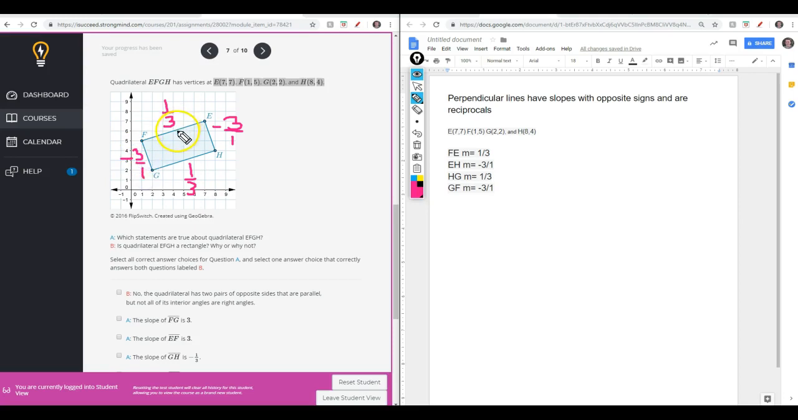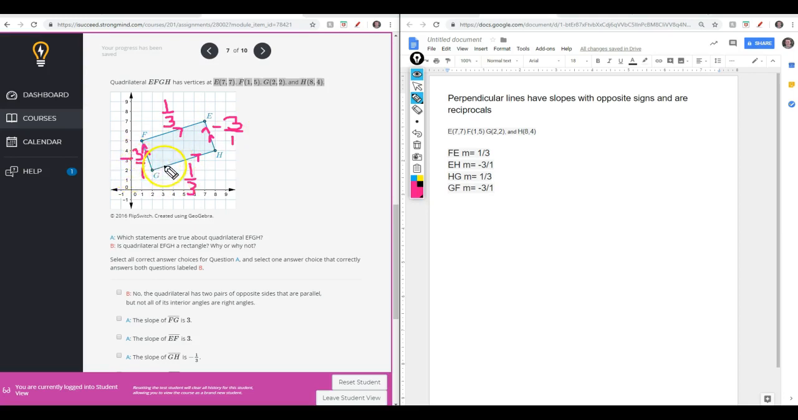Okay, so far opposite sides, FE and GH, are parallel because they have the same slope. That's what we learned in the previous lesson. And opposite sides, FG is -3/1, and the slope of EH, its opposite side, is the same slope. So again, they are parallel, which is what we learned in the last lesson. Now we're going to look for opposite signs and reciprocals.